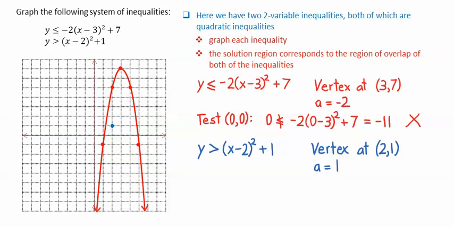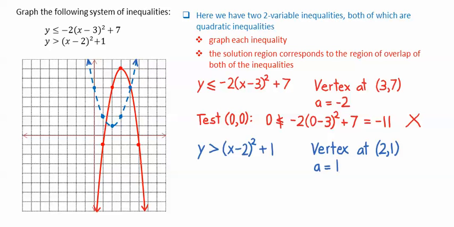This means as we move right or left by 1 from the vertex, we go up 1. Right or left by 2, we move up 4. In this case, because the inequality symbol is simply a greater than symbol, this parabola is drawn with a dashed line. Also noting the greater than symbol, we would have to shade in the region above this parabola.